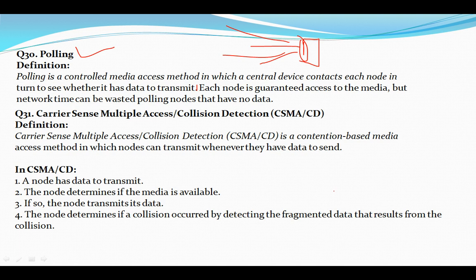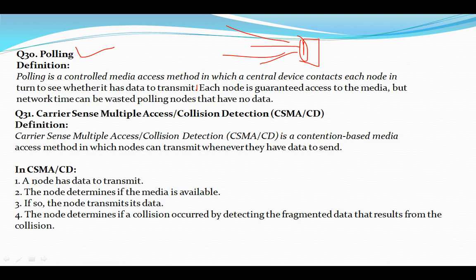Now, a very important question: carrier sense multiple access, what is CSMA/CD? It's a very good method to avoid collision on the network. Carrier Sense Multiple Access with Collision Detection, the full form of CSMA/CD, is a contention based media access method in which nodes can transmit whenever they have data to send.